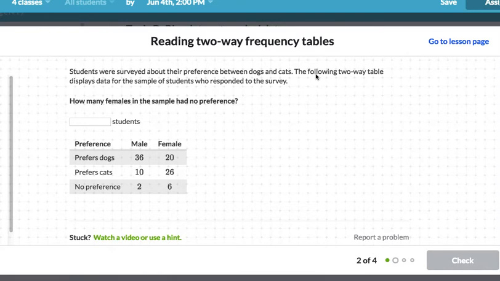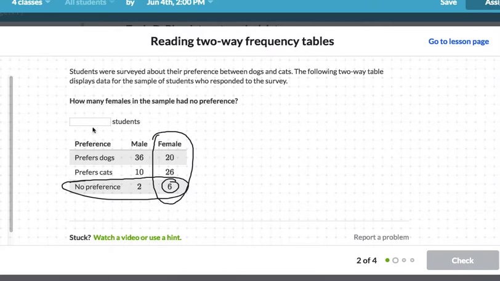Preferences about cats and dogs, right? Okay, females in the sample had no preference. How many females in the sample had no preference? We're looking right here, and we're looking at no preference. Where's the intersection? We see right there, our intersection here is at 6. There we go.